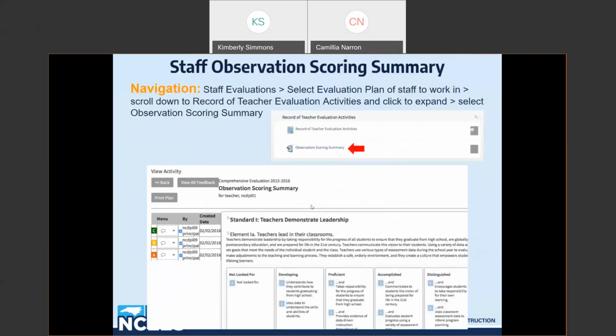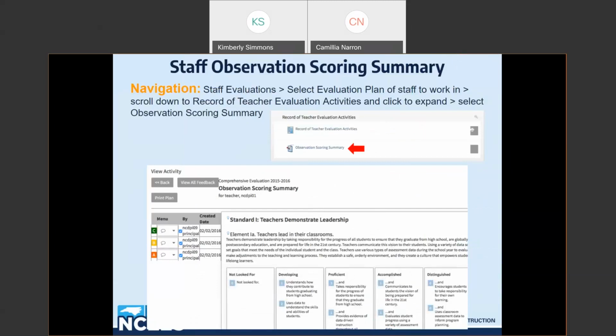Here is a screenshot of the scoring summary from the NCEES online tool. The observation scoring summary summarizes the ratings marked throughout the school year and generates that information for you. Cammie, would you like to say anything about this? Is this still an accurate screenshot?